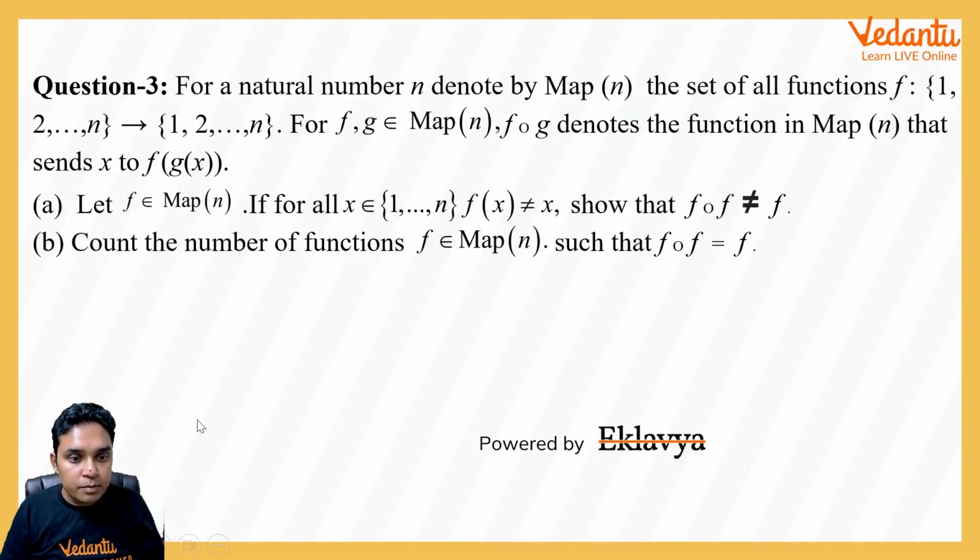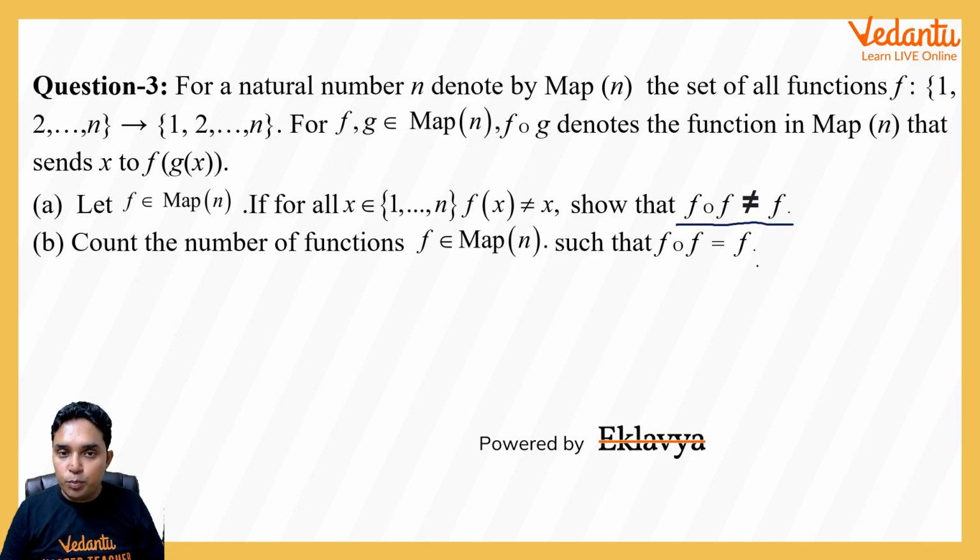Now coming to this question number 3, one very interesting question. Please see, we are given for a natural number n, denote by map n the set of all functions f from {1, 2, and so on n} to {1, 2, and so on n}. For f, g belonging to map n, f o g denotes the function in map n that sends x to f of g(x). It is just a composite of functions, nothing else. Now we are having two parts. A part says let f belong to map n. If for all x belonging to {1, 2, and so on n}, f(x) is not equal to x, then we have to prove that f of f cannot be equal to f.